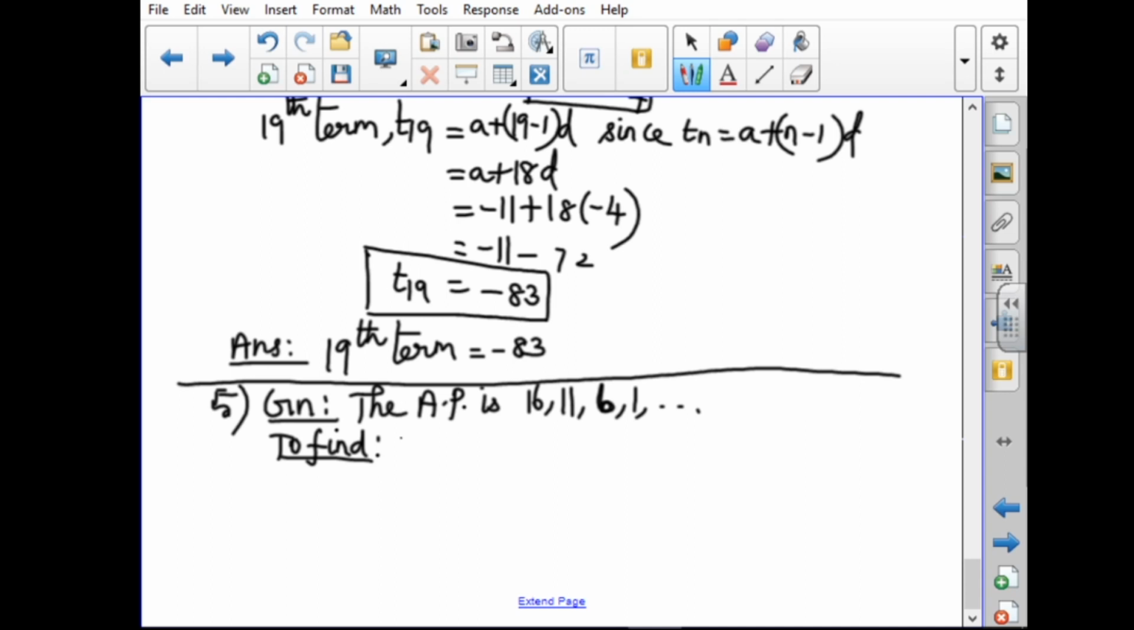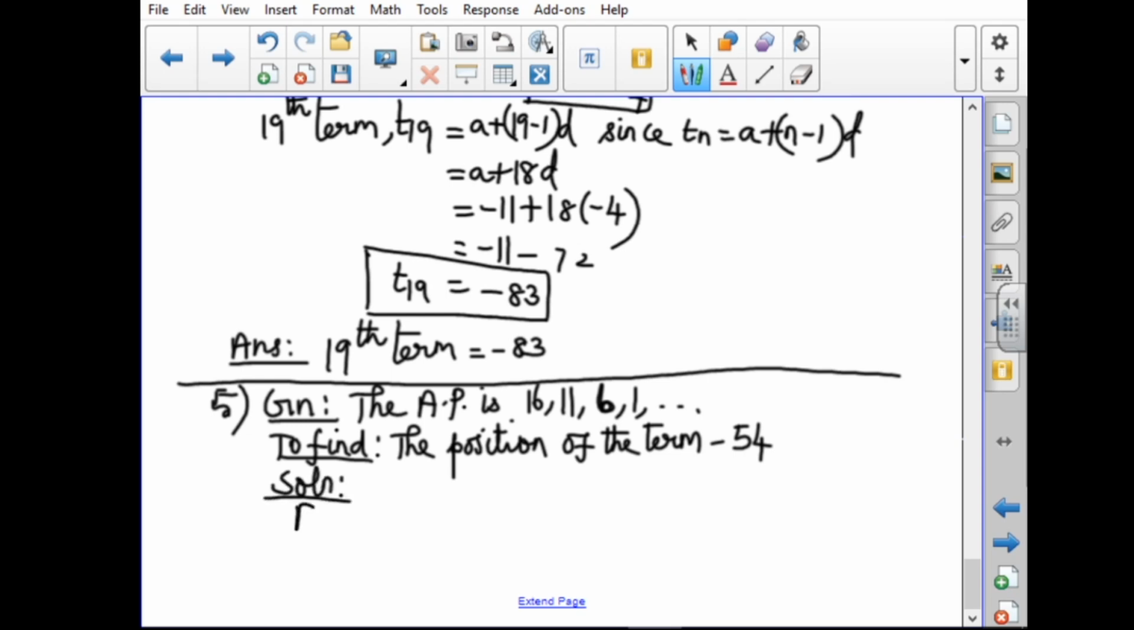To find the position of the term minus 54. That is, it is in which position? That is, it is what term? It is minus 54 from the given. So solution.